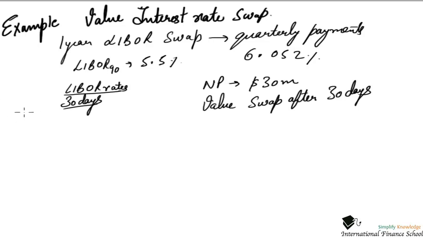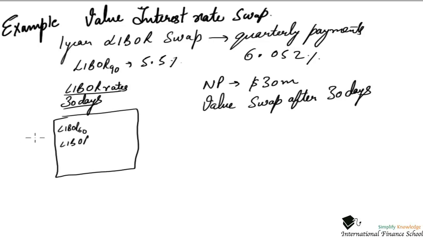So LIBOR rates after 30 days have passed are given in a table. Let me call it LIBOR 60-day, LIBOR 150. The table might contain a lot of LIBORs and you might be using some of them, not all of them. So it's a complete yield curve where the LIBOR is given for different days: 60, 150, 240, 330 days, and the LIBOR rates are simple: 6%, 6.5%, 7%, 7.5%. Let's call them rate in percentage annualized.